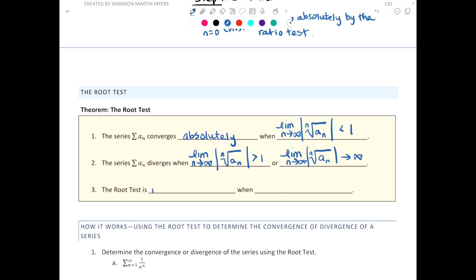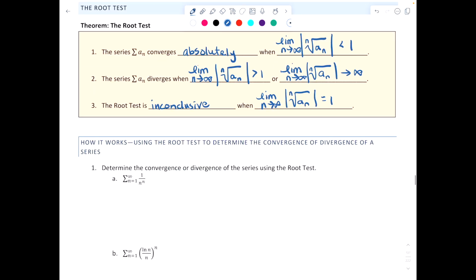and the root test is again just like the ratio test, it's inconclusive when the limit as n approaches infinity of the absolute value of the nth root of a sub n is equal to 1. Groovy? Okay, so let's check out some examples.